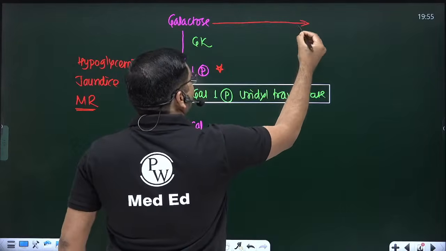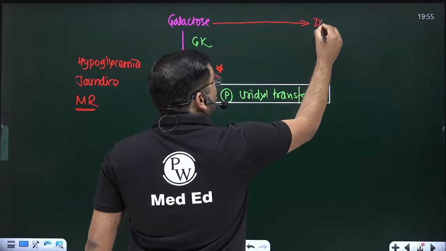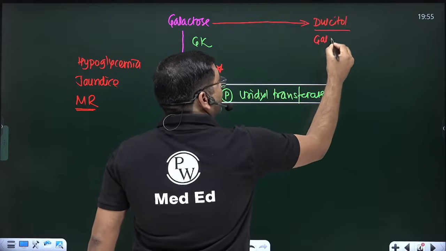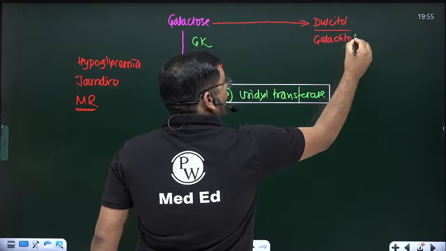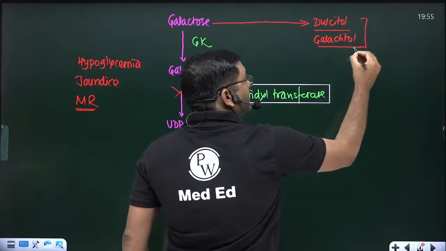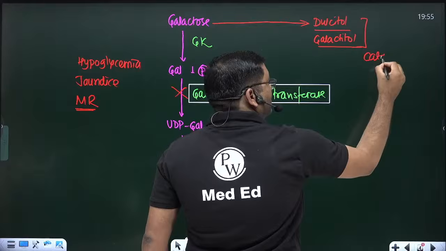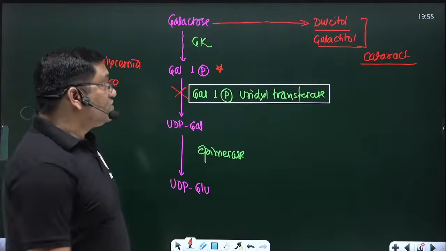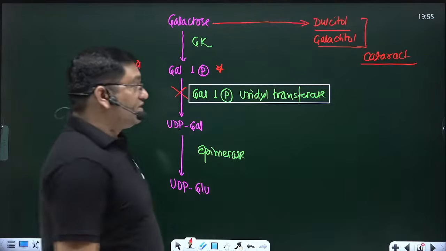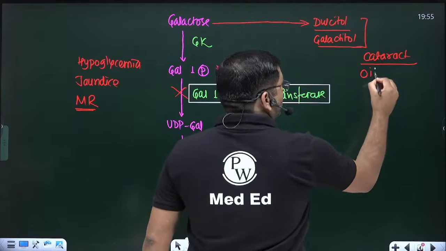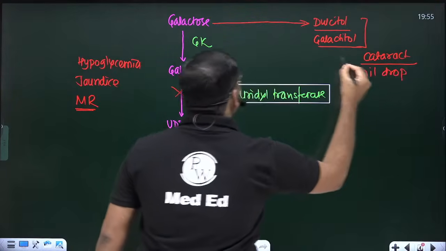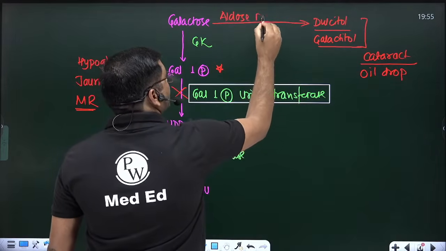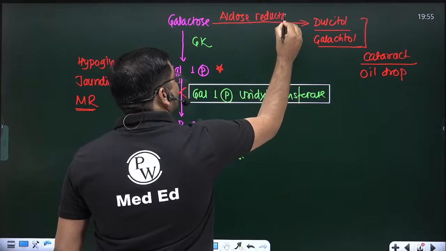and it is diverted for the production of dulcitol, another name is galactitol, and this causes opacity in the lens, that is cataract, congenital cataract in galactosemia, which is known as oil droplet cataract, an oil drop like appearance. This is by the aldose reductase enzyme. So this is a very important clinical case, galactosemia.